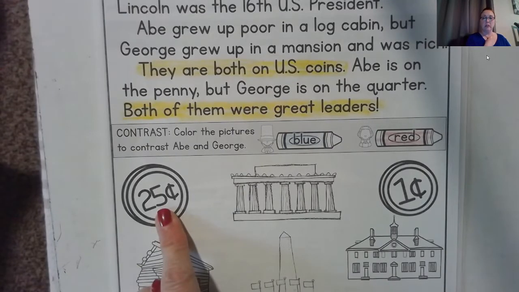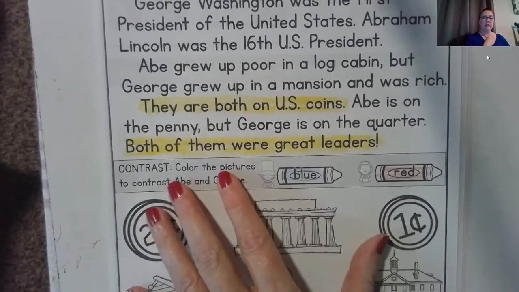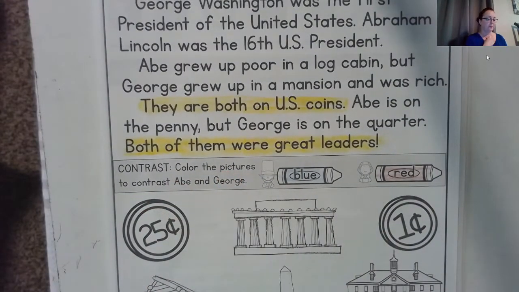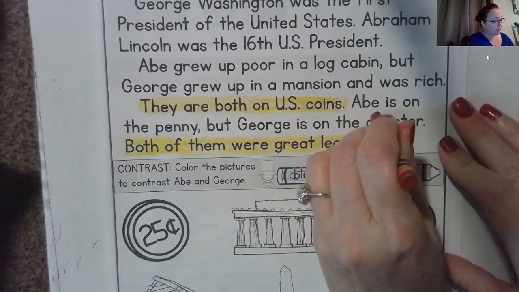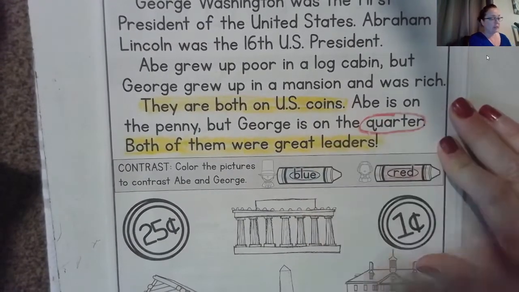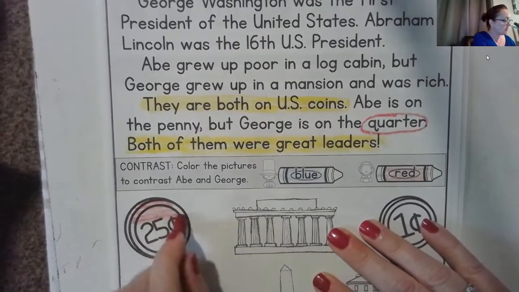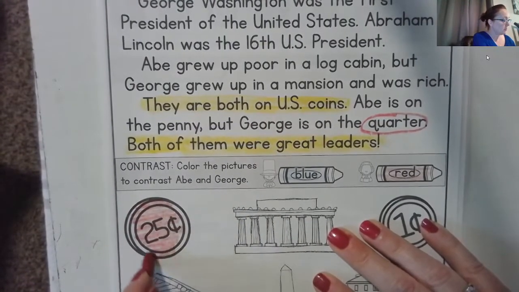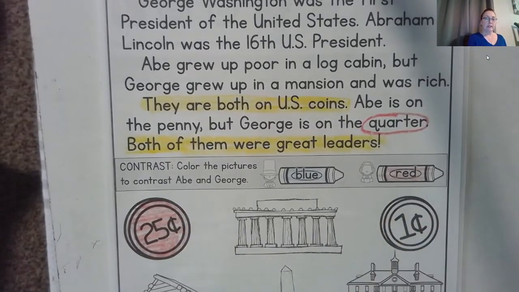Who's on the quarter? You can look up here and see who's on that quarter. We know who's on the quarter. You guys do money and math all the time. Looky here. I'm going to go ahead and look at that. Quarter. That one belongs to old George. He gets the red one.